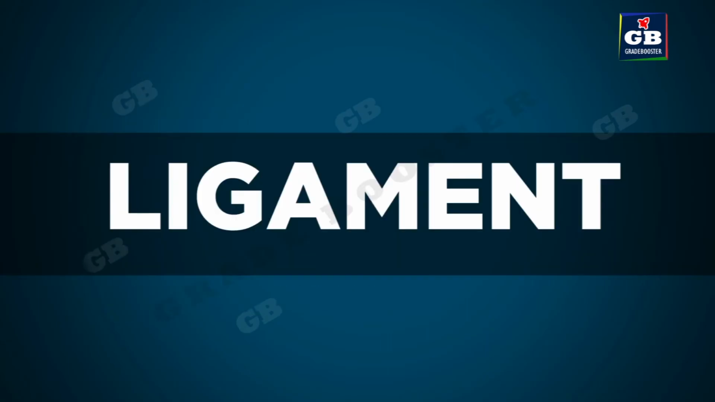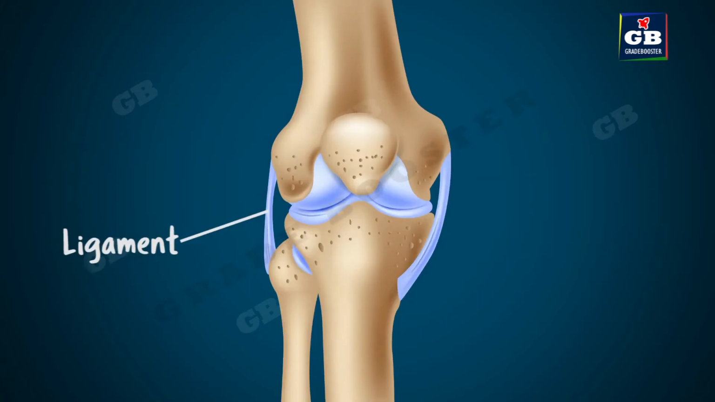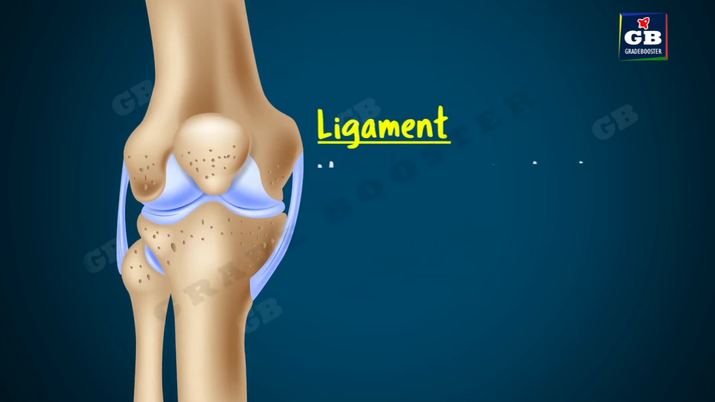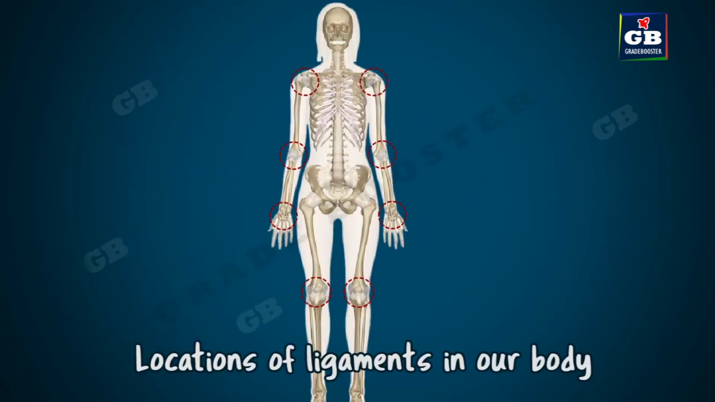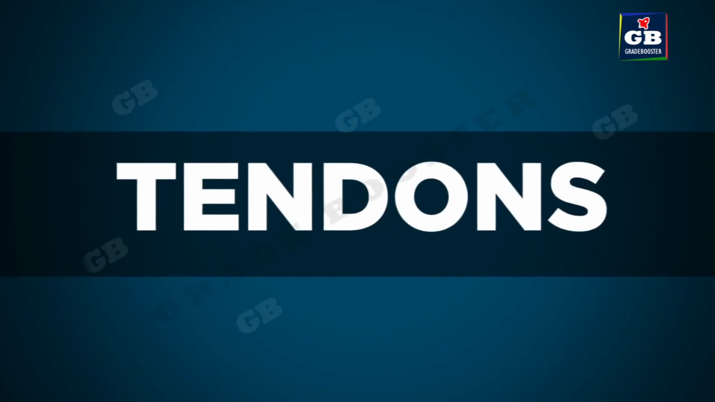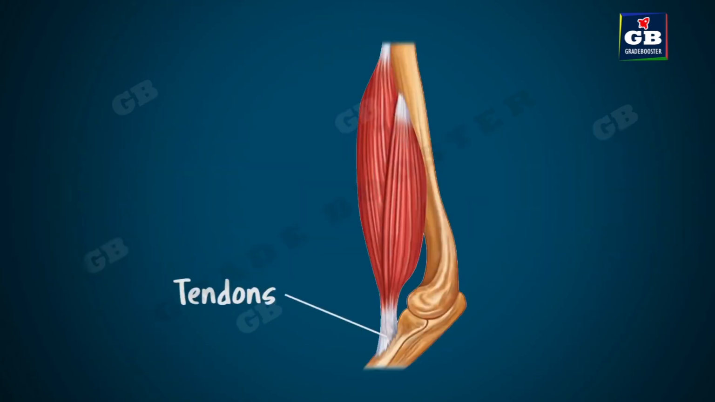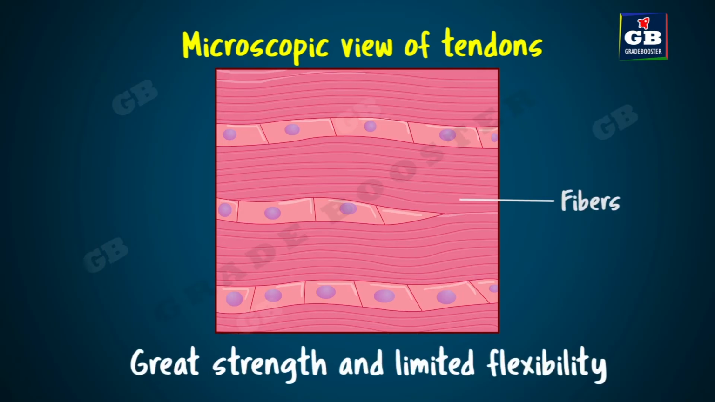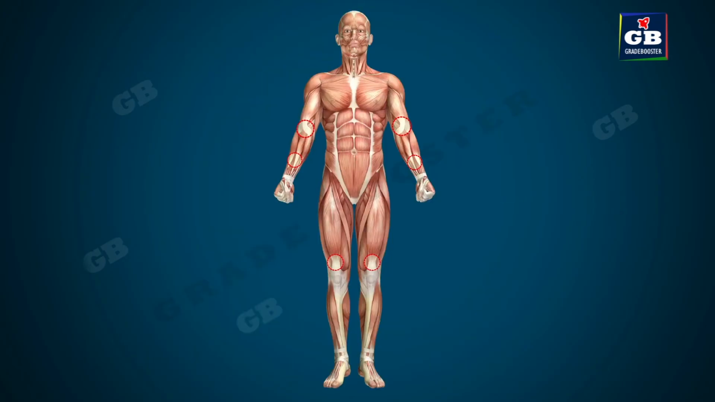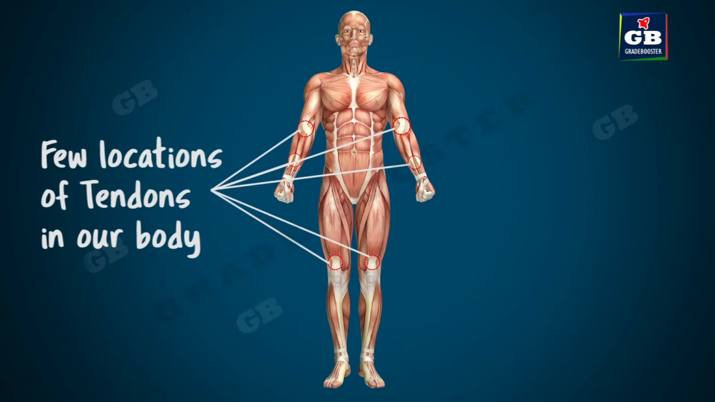First, let us see about ligament. Ligament is a kind of connective tissue that connects two bones together. This tissue is very elastic and has considerable strength. Ligament has very little matrix. These are the locations of ligament in our body. Now let us see the next one, tendons. Tendon is a kind of connective tissue that connects the muscle to a bone. The matrix of tendon has so many fibers. It has great strength and limited flexibility.